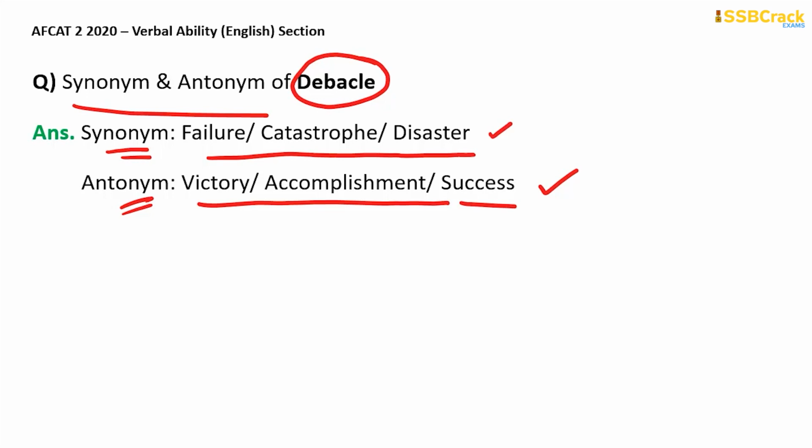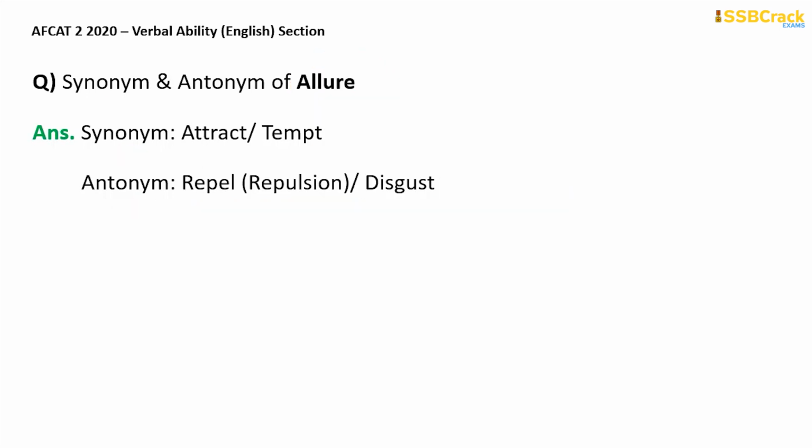So here you go. The next question is synonym and antonym of allure. Again, there was confusion about whether the synonym or the antonym came for this word, so I have taken both. The synonym or the meaning of allure is to attract or to tempt or to seduce, right? And the antonym or the opposite of allure is repel, the noun is repulsion, or disgust. So something which doesn't attract, which doesn't seduce, which doesn't tempt will be a kind of repulsion. That thing will repel you or disgust you, right?